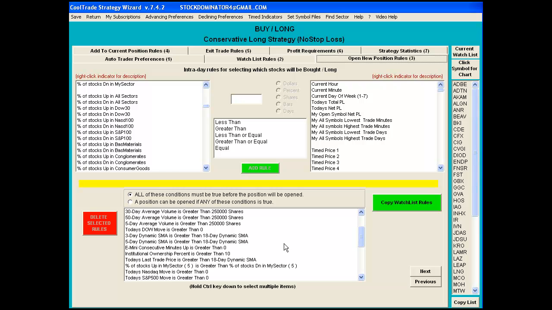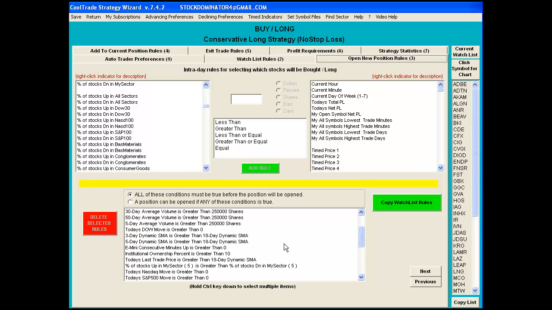E-mini consecutive minutes up is greater than zero. The E-mini is a big indicator as far as futures traders are concerned, and if that's up throughout the day, that's a good indication that it's a good time to buy.